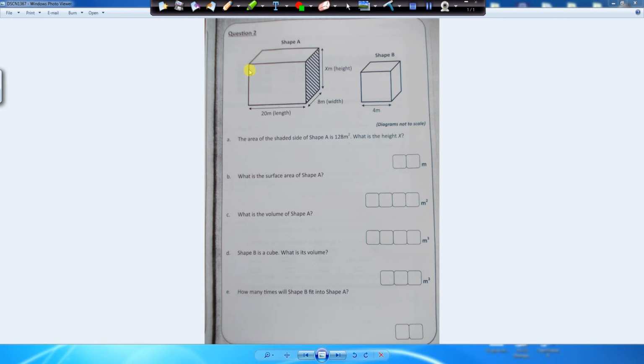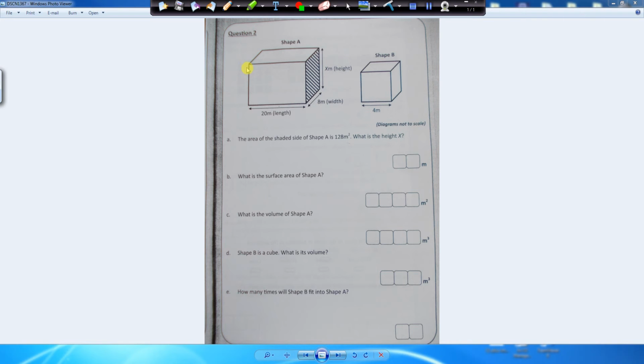Bismillah. Okay, folks, welcome back. Question number 2, test 2, book 2, the mathematics and numerical reasoning. So we have two cubes. This one is definitely a cuboid. This one might be a cube. The area of the shaded side of shape A is 128 meters squared. What is the height x?